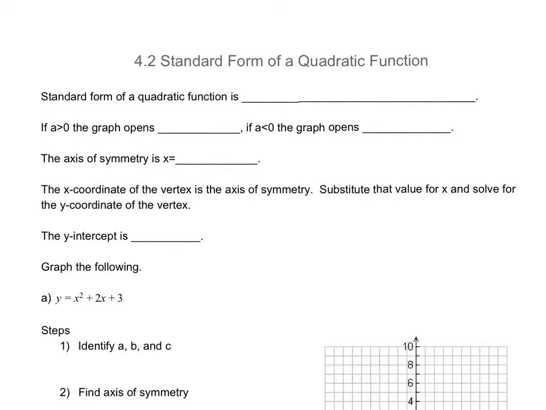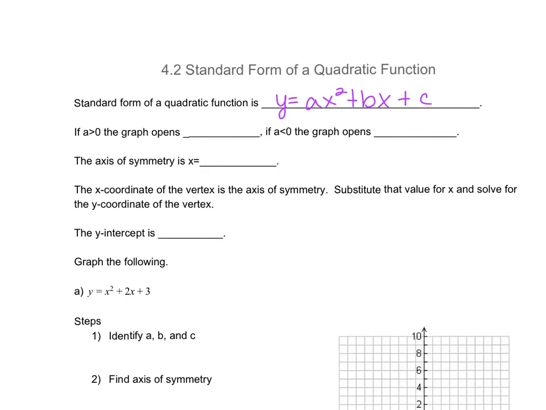Okay, so let's talk about section 4.2, and that's the standard form of a quadratic function. So we've done vertex form. Now let's talk about standard form. So standard form of a quadratic is y equals ax squared plus bx plus c. And that's when your a value does not equal 0.